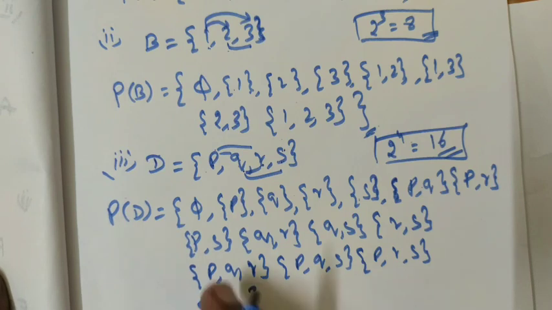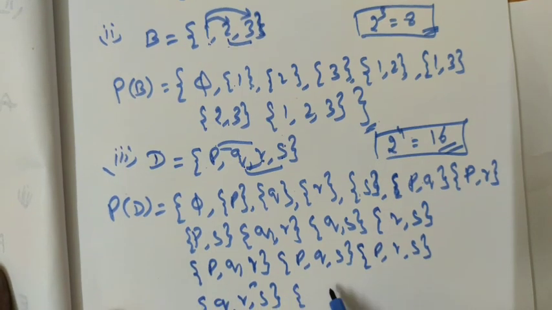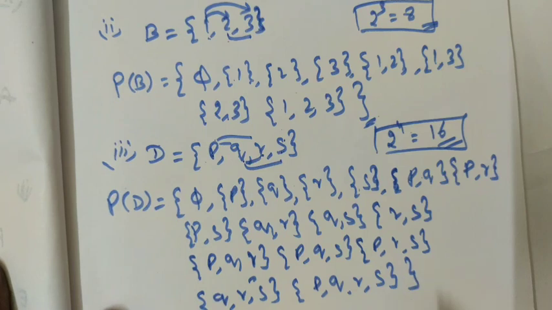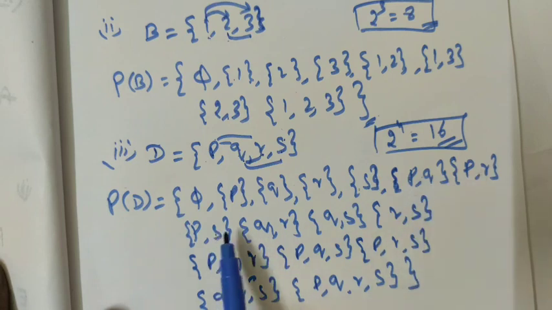Now we have to move to the second set, that is QRS, right? That is completed, and then the last one is PQRS. Now we count the sets 1, 2, 3, 4, 5, 6, 7, 8, 9, 10, 11, 12, 13, 14, 15, 16. So this is the power set.